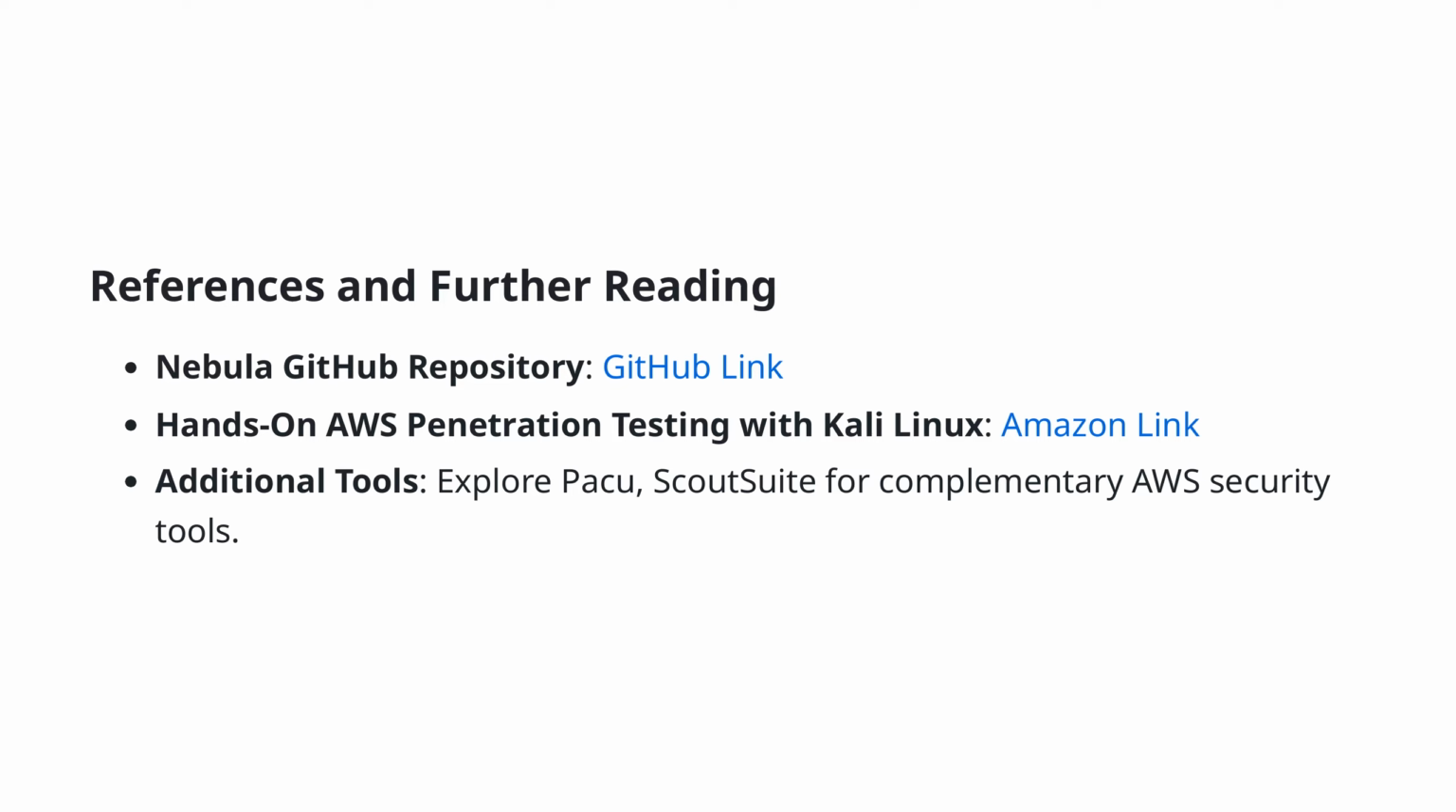Let's take a look at some useful references and further reading to deepen your understanding of cloud penetration testing with Nebula. Firstly, I recommend checking out the Nebula GitHub repository, where you can find the latest updates, documentation, and contribute to the tool's development. Another essential resource is the book Hands-on AWS Penetration Testing with Kali Linux, which provides practical insights and exercises to enhance your skills. Lastly, for supplementary tools, explore Pacu and Scout Suite. These tools offer complementary functionalities that can enrich your AWS security toolkit.